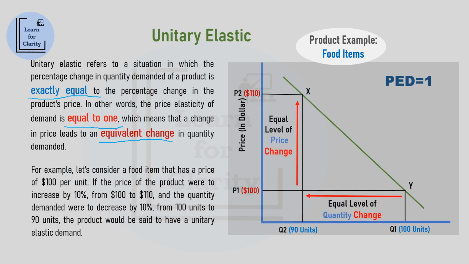For example, let's consider a food item that has a price of $100 per unit.